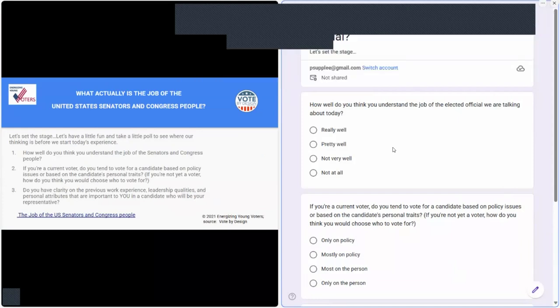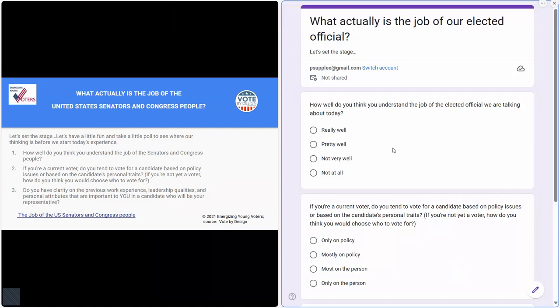So the first one is, how well do you think you understand the job of the elected official that we're talking about today? Do you think you know it really well? We're talking about senators and assembly people in DC. Do you think you know the job pretty well, not very well, or not at all? So make your choice there.